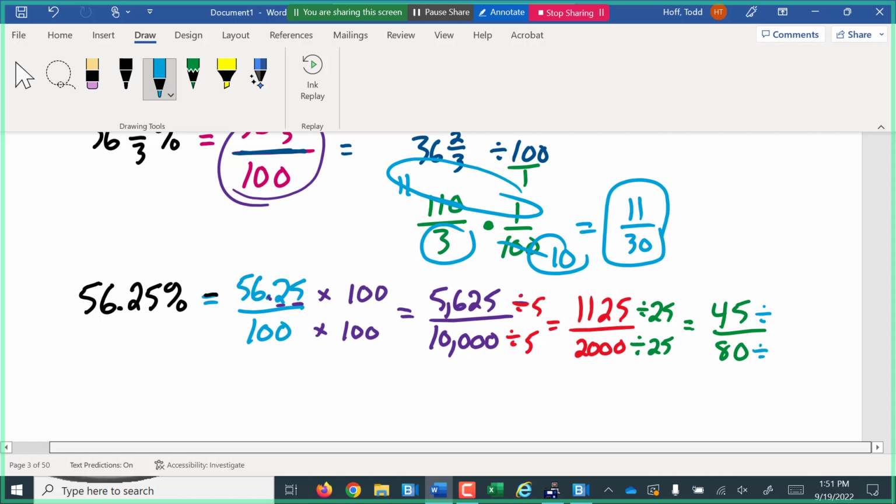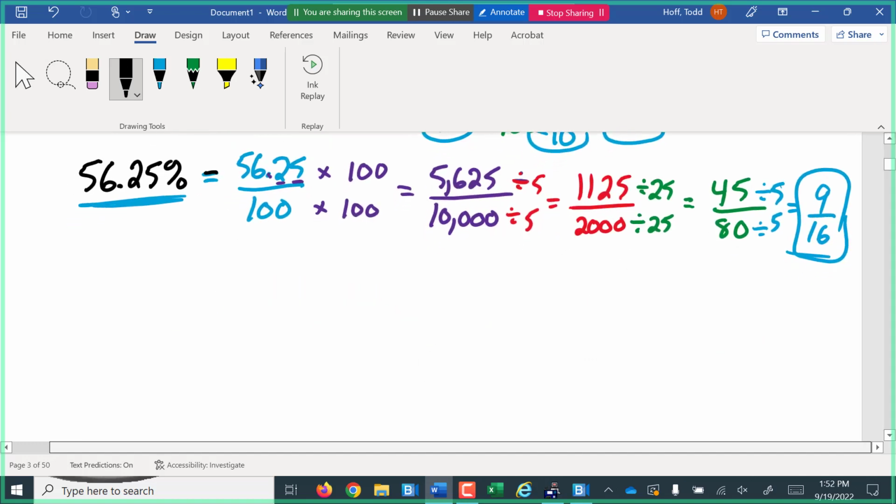Both of those can still divide by 5. What does that give us? 9 over 16. Perfect. 9/16. So 56.25% put into that fractional or ratio form is 9 out of 16.